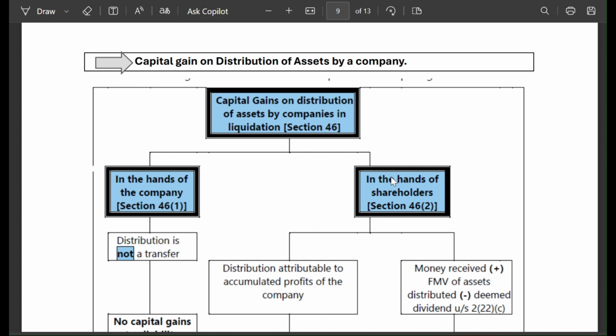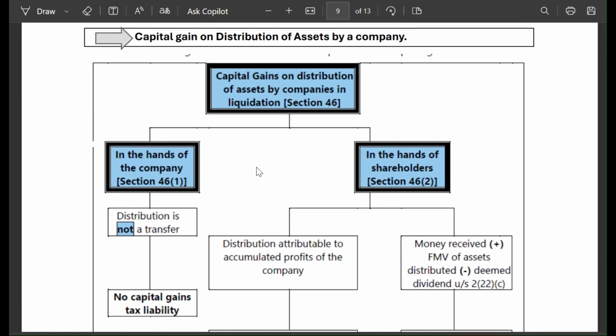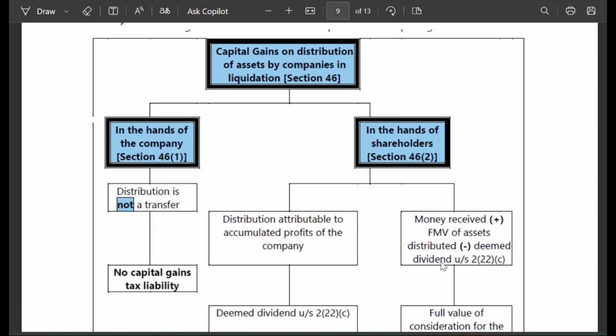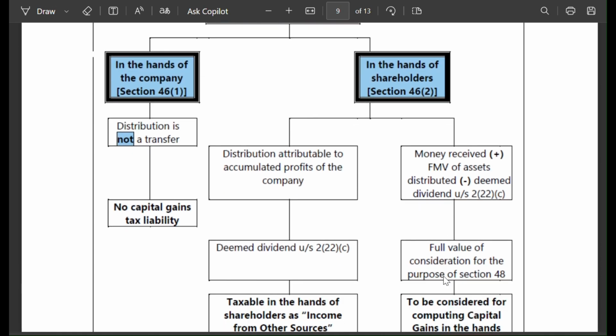The most important topic you can expect an MCQ from is this: if any asset is distributed by a company to the shareholder, it will be chargeable under capital gain. First of all, you see whether the company is distributing out of accumulated profits. If it is distributing from accumulated profits, it will be chargeable as a deemed dividend under income from other sources, that is section 2(22)(c). If any amount other than accumulated profits, any kind of money or asset, is received, minus what is already chargeable under 2(22)(c) as deemed dividend, the entire amount is chargeable as a capital gain.